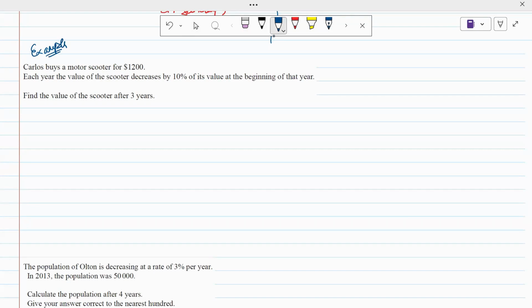Carlos buys a motor scooter for 1200. Each year, the value of the scooter decreases by 10%. Decreases by 10% means the R is, since it's a case of decrement, you can also write this as a minus 10. So 10%, it's a case of decrement. It was bought for $1,200. That means $1,200 was the initial price.